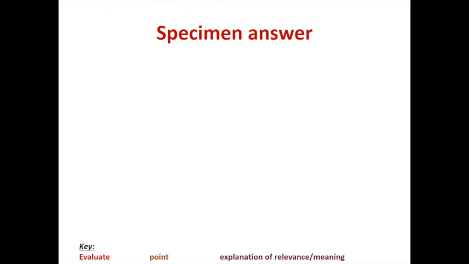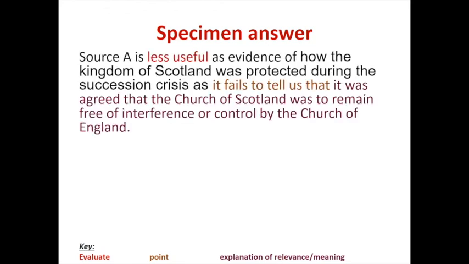Things are not included in the source that I have learned in my prior learning. So start off again by making an evaluation. Source A is less useful, and when you're doing your omissions, the source is always less useful because it's missed something out. So the source is less useful as evidence of how the Kingdom of Scotland was protected during the succession crisis, as it fails to tell us that it was agreed the Church of Scotland was to remain free of interference or control by the Church of England.